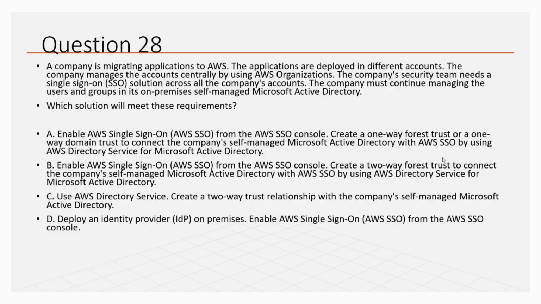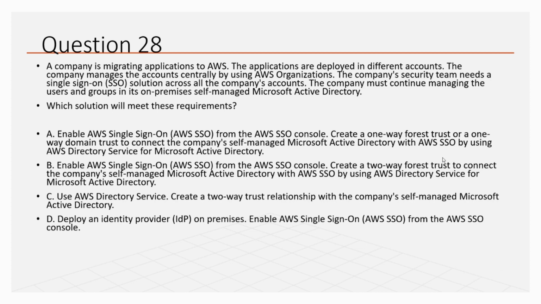Now let's look into question number 28. A company is migrating applications to AWS. The applications are deployed in different accounts. The company manages the accounts centrally by using AWS Organizations. The company's security team needs a single sign-on solution across all the company's accounts. The company must continue managing the users and groups in its on-premises self-managed Microsoft Active Directory. Which solution will meet these requirements?